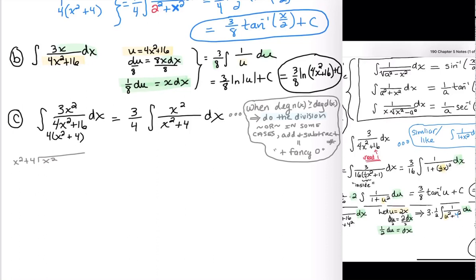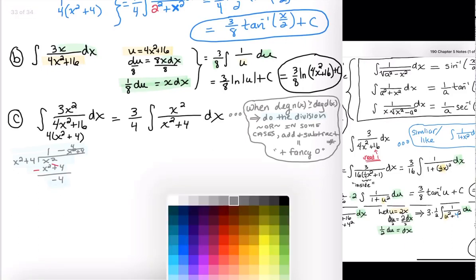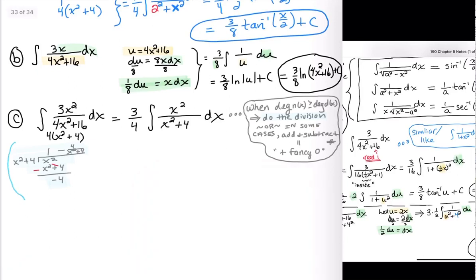Then you'd say, okay, x squared divided by x squared is 1, or x squared times what gives you x squared? It's 1. Then you'd multiply to get x squared plus 4, change the signs or do the subtracting, and that's negative 4. So my remainder in this case is just minus 4 over that divisor of x squared plus 4. So this is the doing of the division part, one way that you could choose to go.